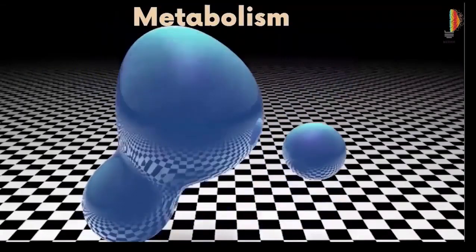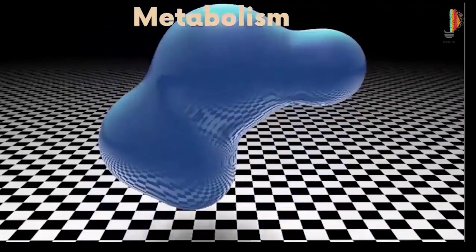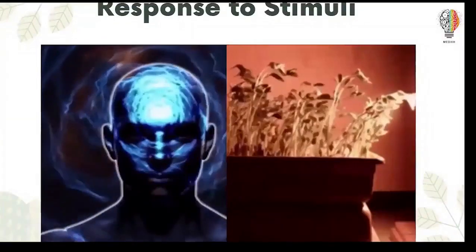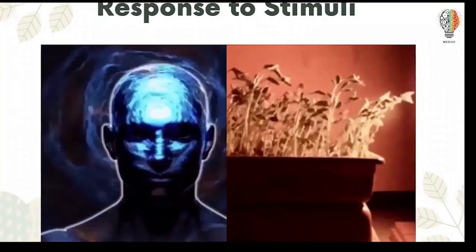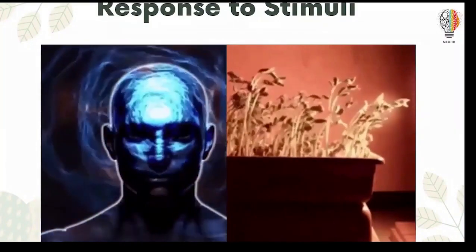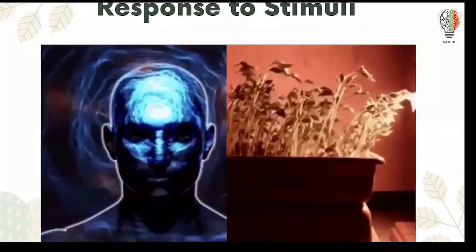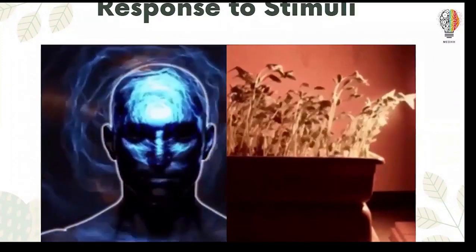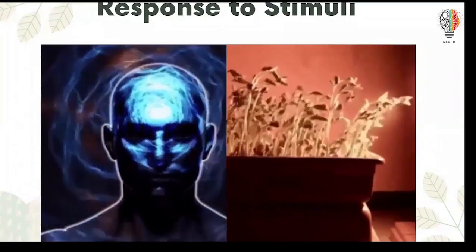Then metabolism, we discussed the total reactions that take place inside the body and how it is considered a defining property. Then response to stimuli was also considered one of the defining properties. As you can see in the slide, it is basically responding to environmental changes, where the plants are actually growing in the direction of light. They are basically responding to the light, which is known as phototropic movement.